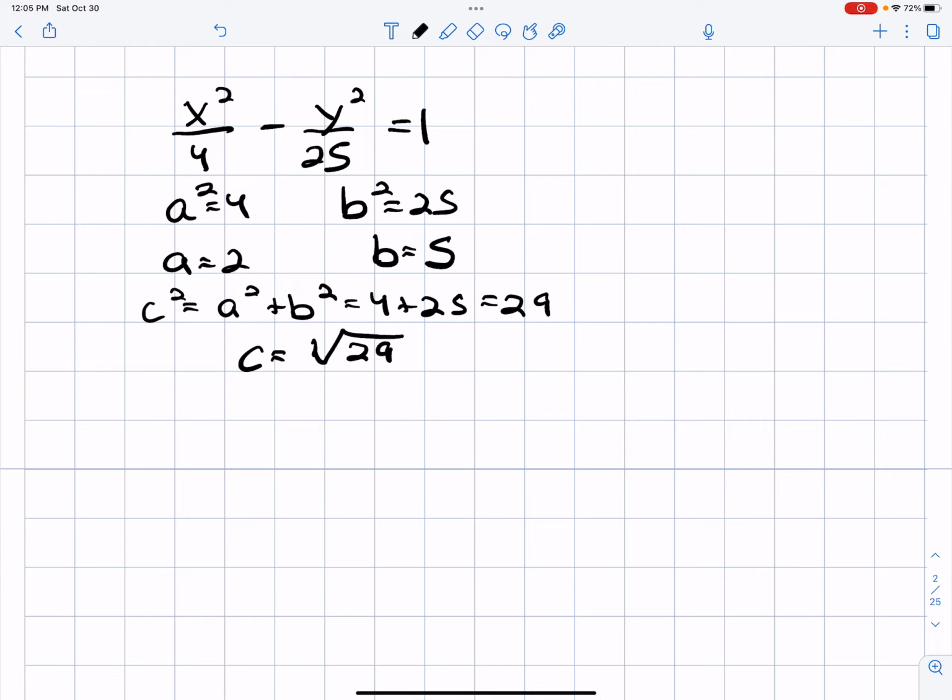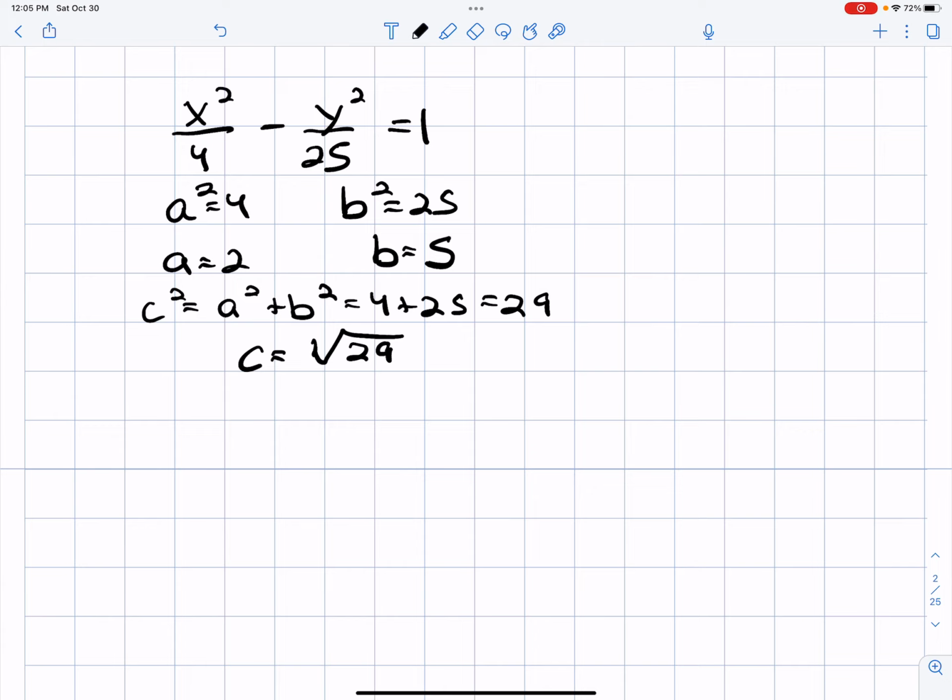All right, so that a underneath the x tells us how many we need to go out as far as the x-axis, the horizontal axis, and the 25 or 5 under y, the b equals 5, tells us how far along the y-axis we need to go when we're trying to graph this.